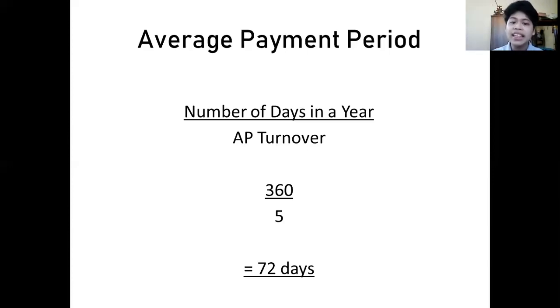So kung nakikita nyo, may effect na naman yung accounts payable turnover. Kung mas mataas ang accounts payable turnover, it means that the average payment period will be lower. Okay? So I hope that you are listening or taking into consideration the relationships. Kasi important yung relationships ng accounts payable turnover and average payment period in the same way as the other ratios.